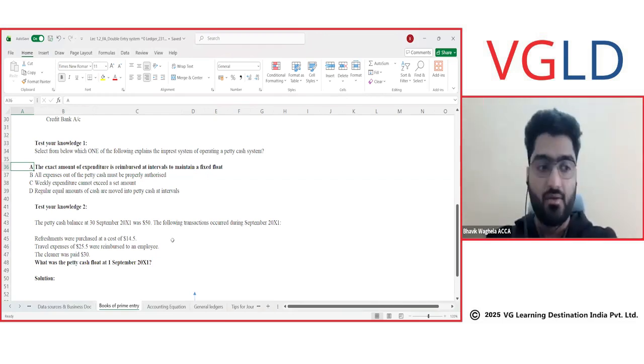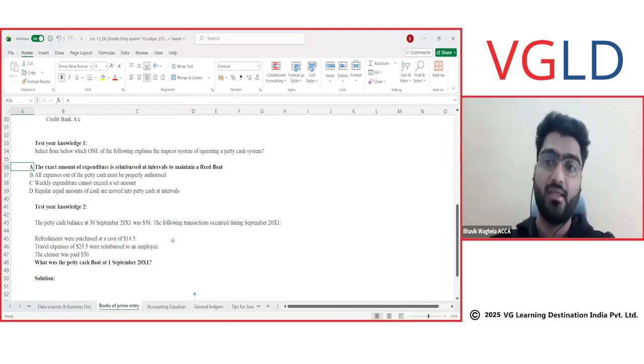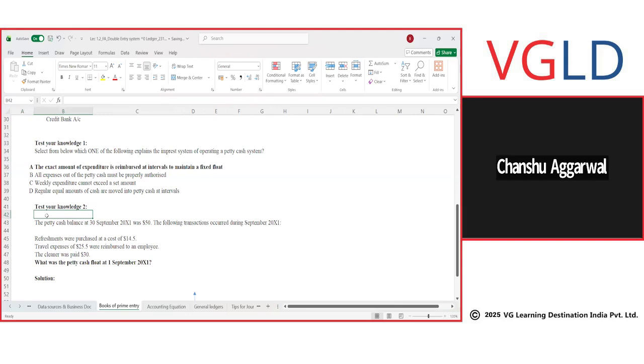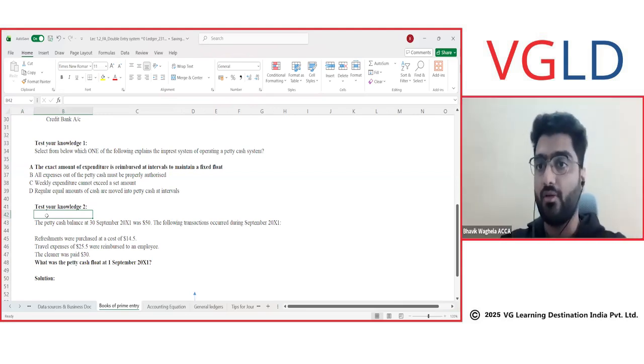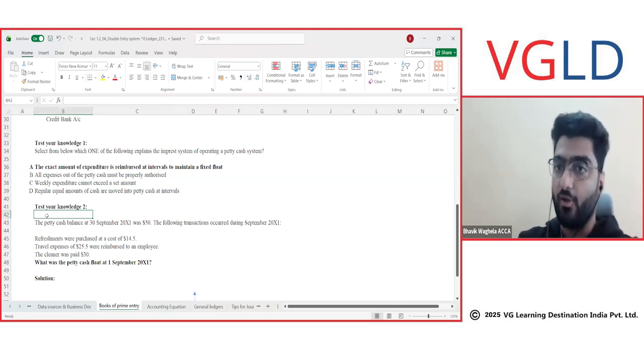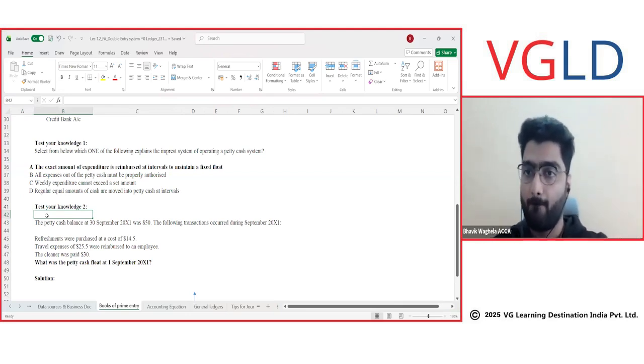My petty cash balance is 30,000 generally. 28,000 is spent. I will reimburse 28,000 only. 25,000 is spent. I will reimburse 25,000 only. 20,000 is spent. I will reimburse 20,000 only. Got it? It means a fixed float will always be there. Yes, 30,000. It means you will ensure that at any point of time, the petty cash balance will not exceed 30,000. Okay?